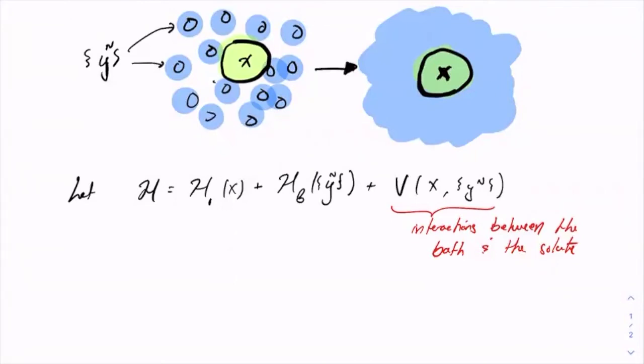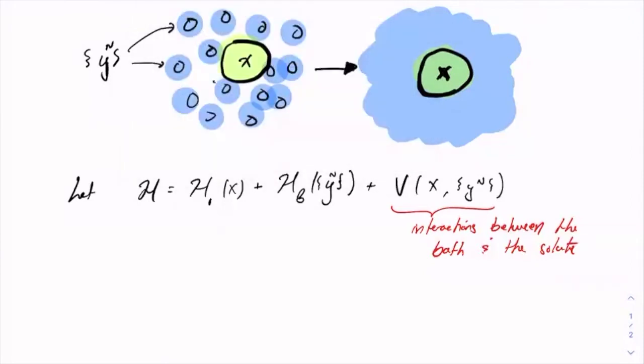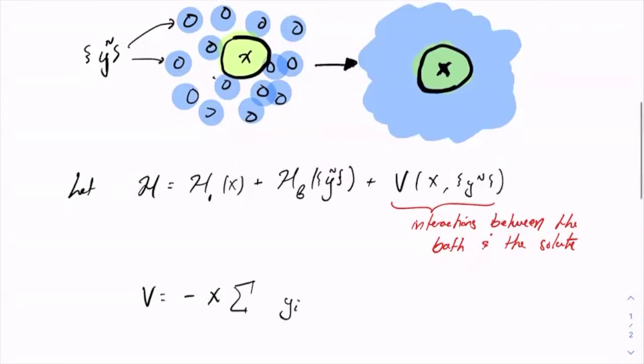So let's, for simplicity, assume that that interaction part of the Hamiltonian, the way in which the solute interacts with the solution, is through a linear coupling, namely the dynamical degree of freedom for the solute X acts on the solvent particles, the Y's, through some constant interaction scale, I.